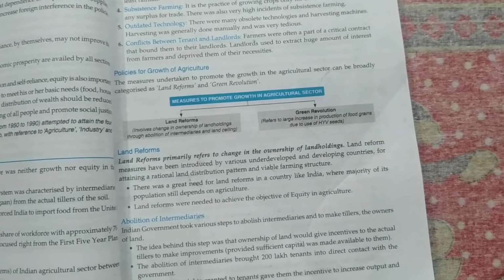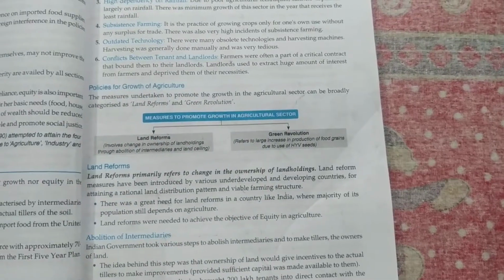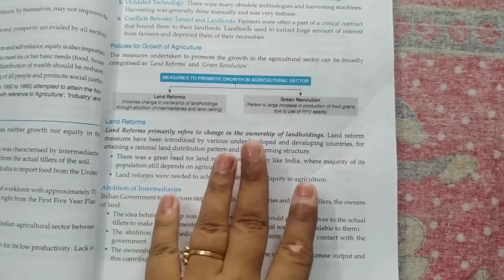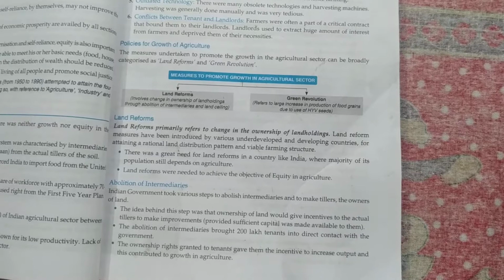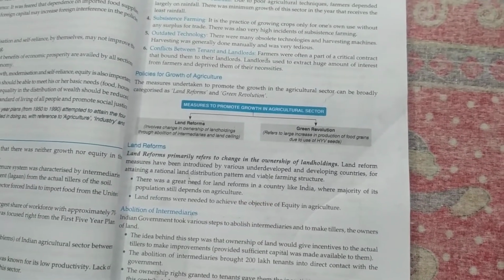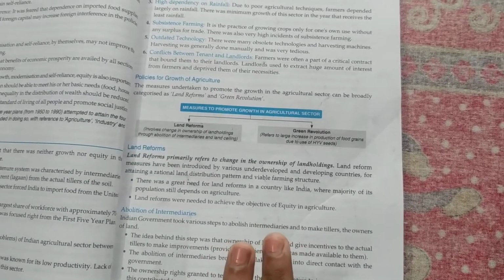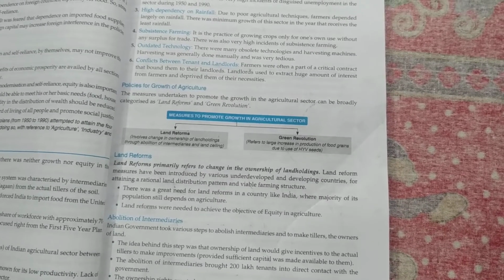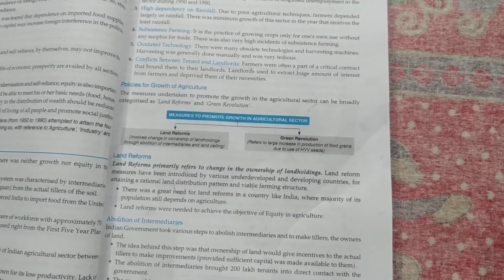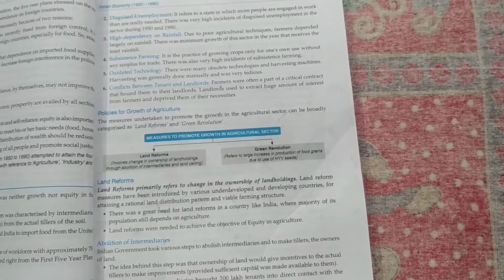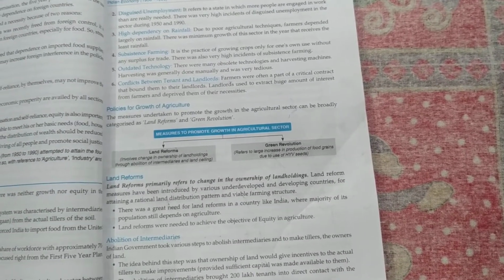Now, what were the policies for growth of agriculture? The very first policy was land reform. Land reform primarily refers to the change in ownership of landholdings. It was introduced by various underdeveloped and developed countries for attaining rational land distribution. There was a great need for land reforms in countries like India where the majority of the population still depends on agriculture. So land reforms were needed to achieve the objective of equity in agriculture. So what was the land reform? Land reform refers to a change in ownership of landholdings.